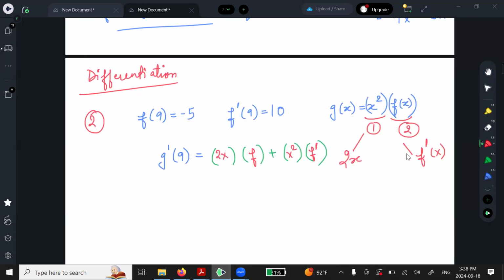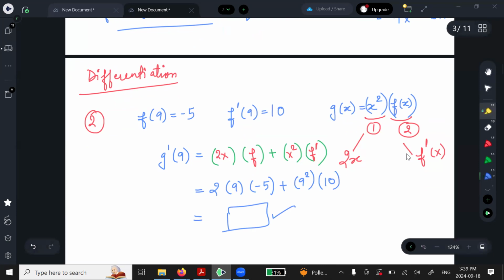Good. Now, what is f here? Negative 5 and x is 9. Plug in every number and I'll get 9 cushion. What is f prime? 10. And then you simplify all of this, that's your final answer. If you see a question like this, it is not your regular product rule. You are just plugging in f prime, which is already given to you in the question. Good?